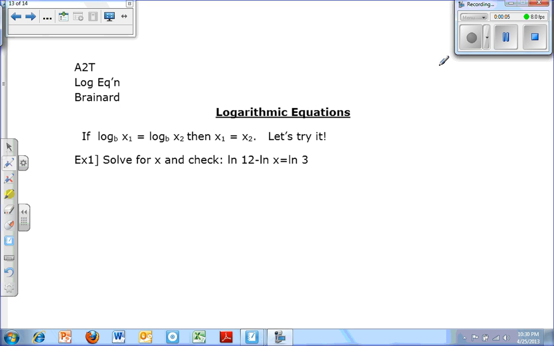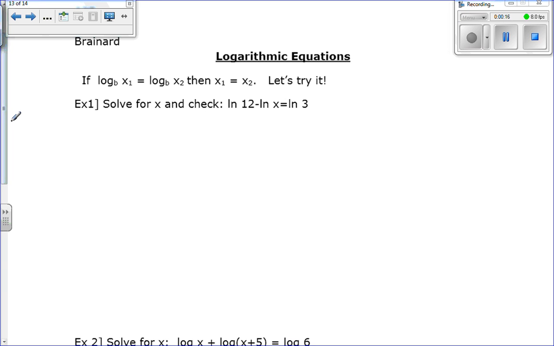Hi, welcome back. Today is day 5 of logarithms, and today we are going to solve logarithmic equations. We only have 3 examples today.